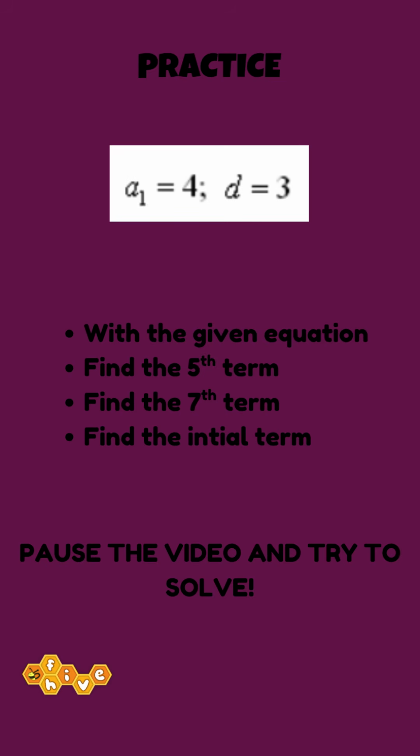If a sub 1 equals 4 and d is equal to 3, with the given equation, or the given terms, find the fifth term, the seventh term, and the initial term. And here I want you to pause and try and solve it.